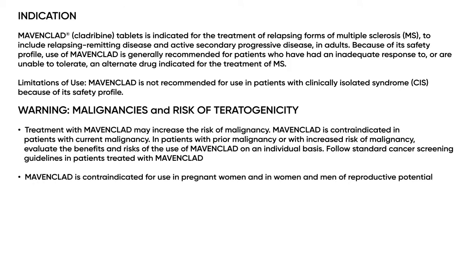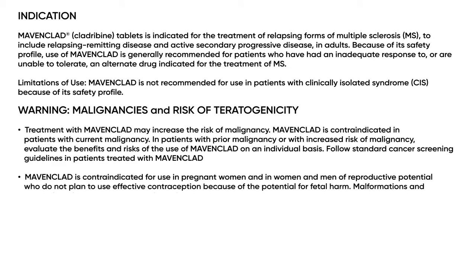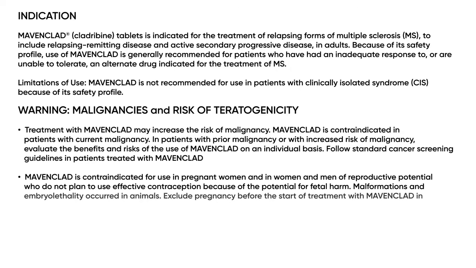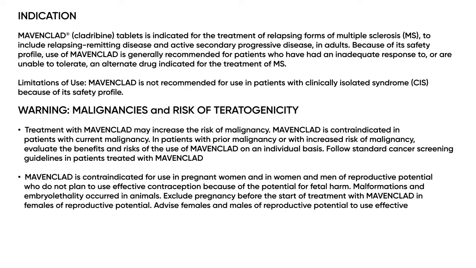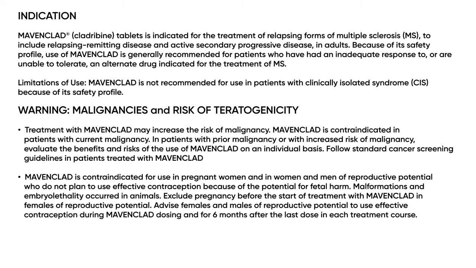MAVENCLAD is contraindicated for use in pregnant women and in women and men of reproductive potential who do not plan to use effective contraception because of the potential for fetal harm. Malformations and embryo lethality occurred in animals. Exclude pregnancy before the start of treatment with MAVENCLAD in females of reproductive potential. Advise females and males of reproductive potential to use effective contraception during MAVENCLAD dosing and for 6 months after the last dose in each treatment course. Stop MAVENCLAD if the patient becomes pregnant.